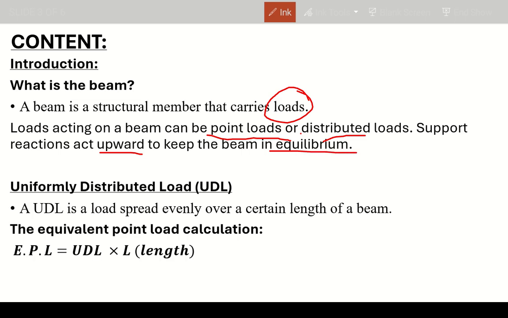Then the uniformly distributed load is the UDL. What is the formula to calculate it? The UDL is the load spread over a certain length of a beam. Here there is a length of point A, point B, not necessarily AB. It can be Z and X, depending on the diagram. So here is the formula: UDL times L, which stands for length. So how to calculate equilibrium on load?